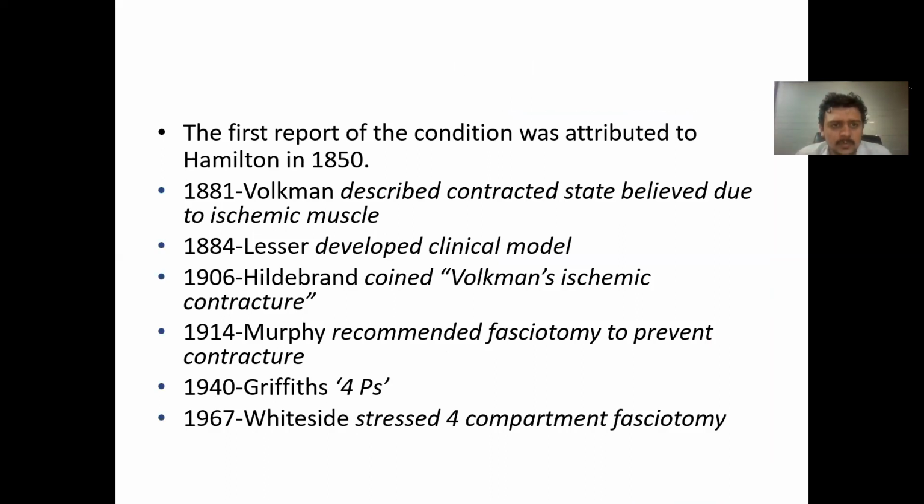The first report of this condition was attributed to Hamilton in 1850. In 1881, Volkmann described the contracted state believed to be due to ischemic muscles. Then in 1884, Laser developed the clinical model of the compartment syndrome. In 1906, Hildebrand coined the term Volkmann's ischemic contracture, or the contracture of the muscle caused by the ischemia of the muscle. Then in 1940, Murphy recommended fasciotomy to prevent the contracture.